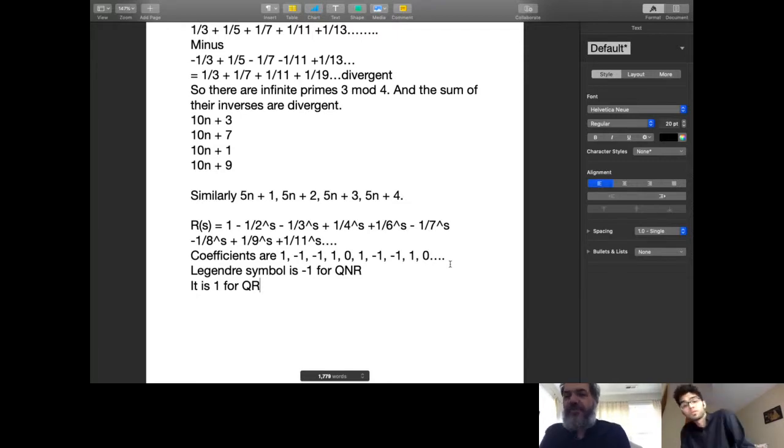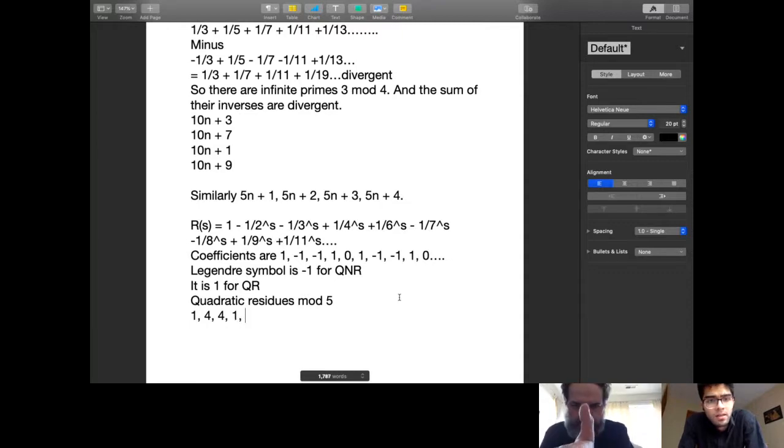So the quadratic residues mod 5, we can find quickly. We just look at squares. What are the squares mod 5? 1 square, 2 square, 3 square, and 4 square. 3 square is 9, but 9 mod 5 is still 4. 4 square is 16, minus 15 is 1. And then it's 0 because it's a multiple of 5. And they continue in the same way. So these are the squares, and that's exactly the coefficients.